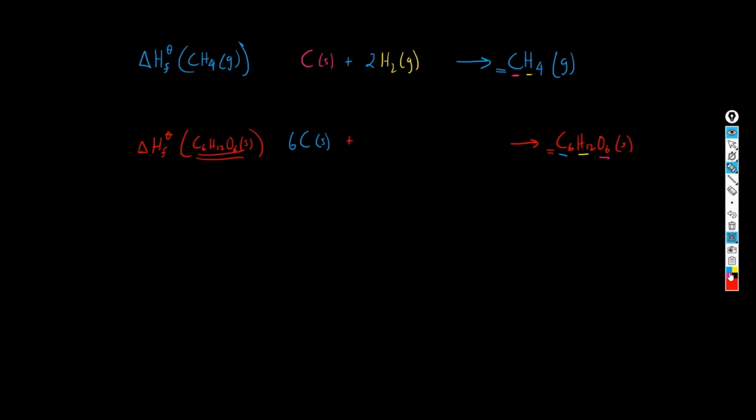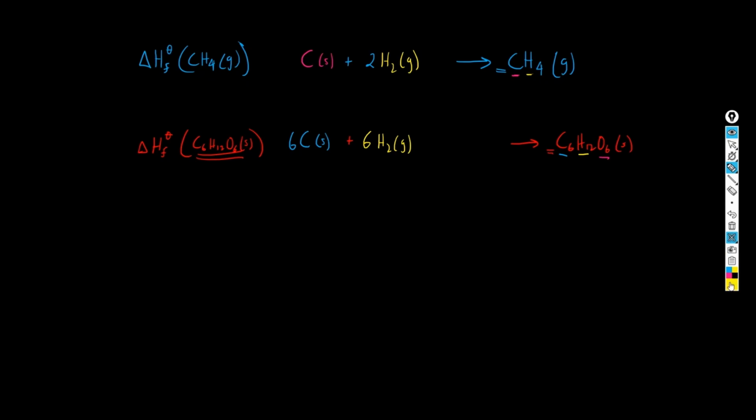The next element is hydrogen. Again, what is the most stable form of hydrogen? Hydrogen is diatomic, so that's H2 gas in the gas state. And here there are 12 hydrogens, meaning on this side we need to match that, 12 hydrogens. And so in order to make 12 hydrogens out of H2, we need a 6 in front of it.